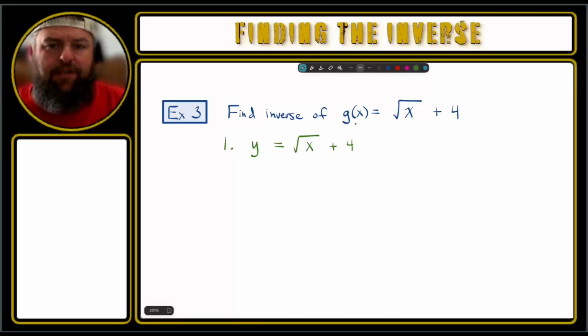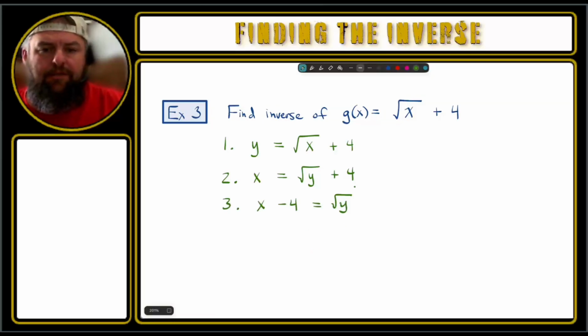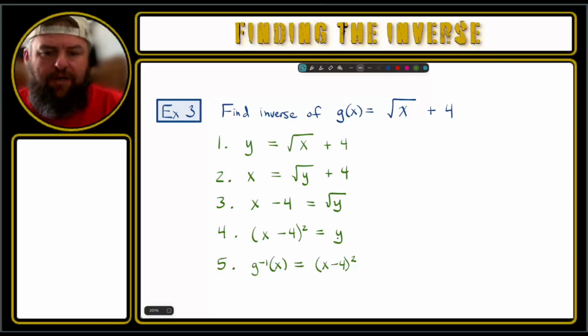First, we are going to change the g of x to y. Next, we switch the x and the y. Next, we subtract 4. We now square both sides. And last, we change y to the inverse of g of x equals x minus 4 squared.